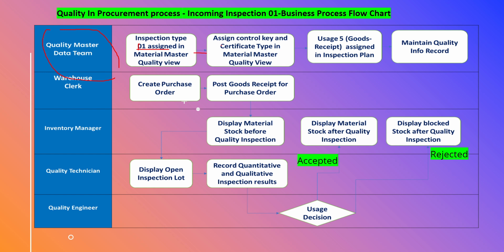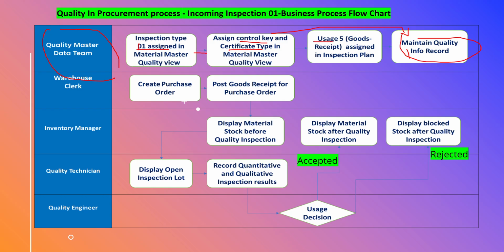See next, assign control key and certificate type in the material master in quality management. This is optional; based on the requirement we create the control key and certificate type. If you assign that control key, the quality info record is required. If you have not assigned a control key in this material master QM view, I will show you that also for understanding, then the quality info record is not required. If you assign it, it will be mandatory in that case. I will also show you why we need to assign the quality info record.